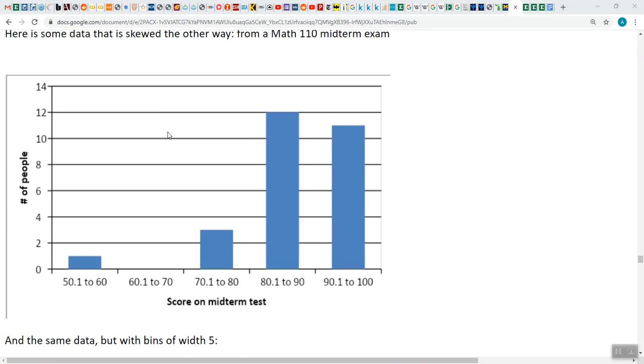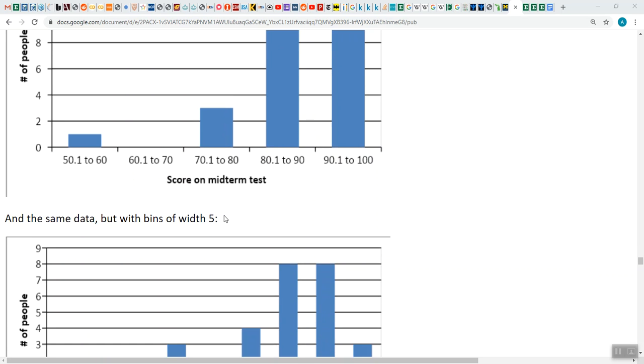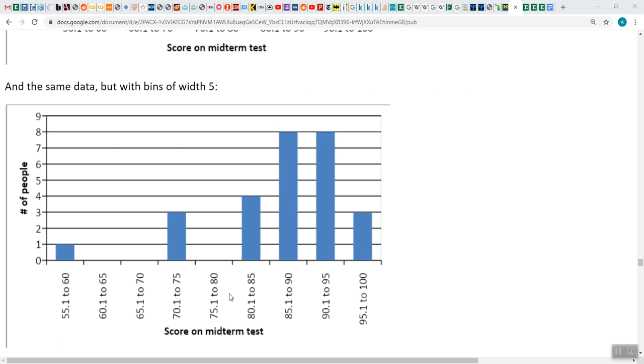Now here's data from a math110 exam from years ago, and most of the data is to the right with a tail out to the left, so that actually means it's skewed left. So this must have been an exam where everyone had enough time to study and got mostly 80 and above. You can get a little more X resolution by making the bin widths just 5.